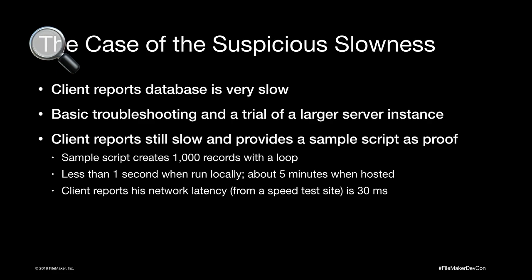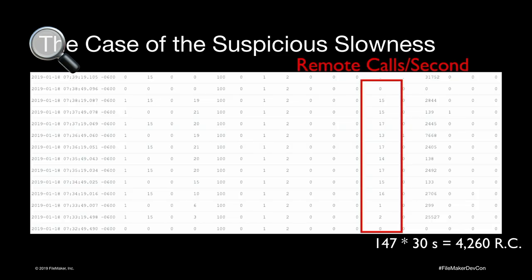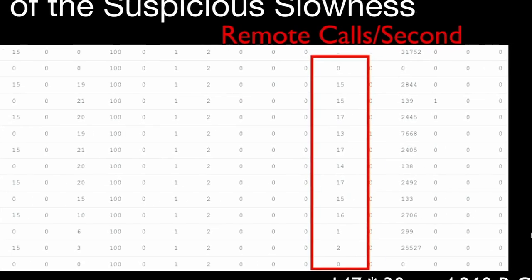Well, okay. So we look at the network latency that he had. He reported to us that his network latency from a speed test site was 30 milliseconds. All right, so those are all clues about what's going on here. And some of you already know what the problem is, but let's look for a little more evidence here. So we looked in the, I don't know if that's readable up there or not, but I'm going to zoom in a little bit and hope that helps.